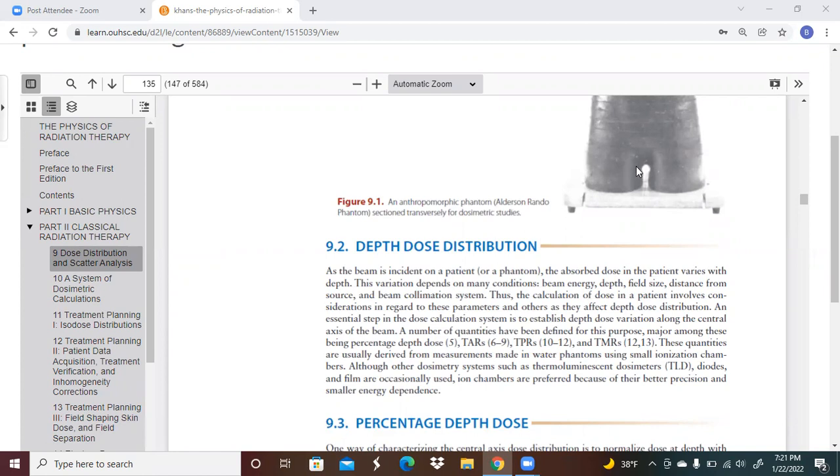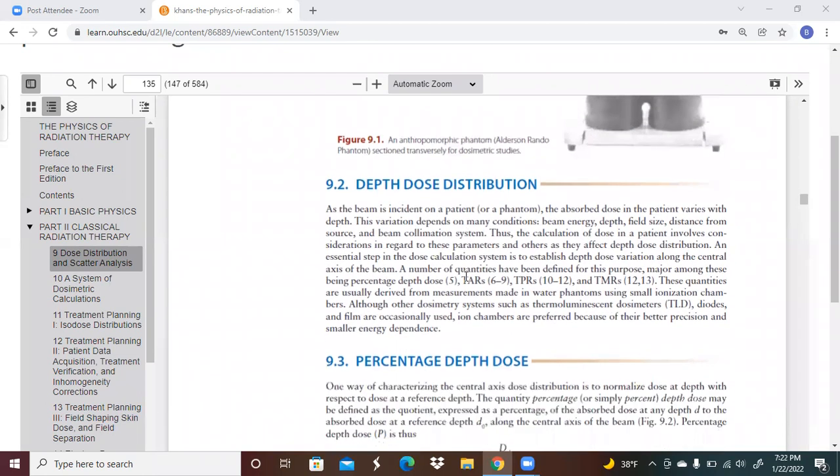Well, this is where the techniques start to come into play. We're going to look at depth of dose distribution. So we've got a beam that's coming in on a patient or a phantom, and then the absorbed dose in the patient is going to vary with depth. The variation is going to depend on beam energy, depth, field size, distance from the source, and beam collimation system. So the calculation of the dose in the patient involves considerations in regard to those parameters and others.